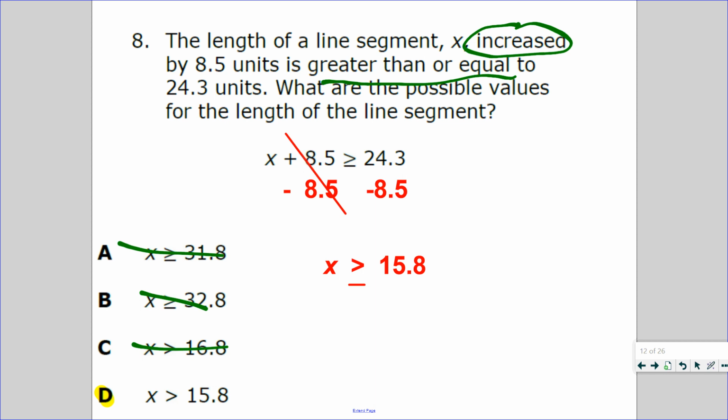So if I wanted to graph this, is it going to be an open dot or a closed dot? Because it has an equal sign, it has to be a closed dot. This symbol means more than, so I have to highlight right.